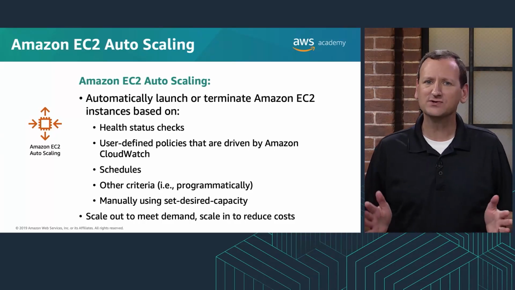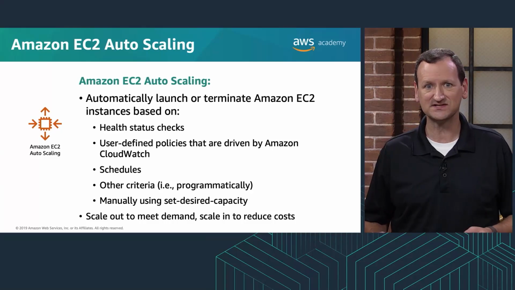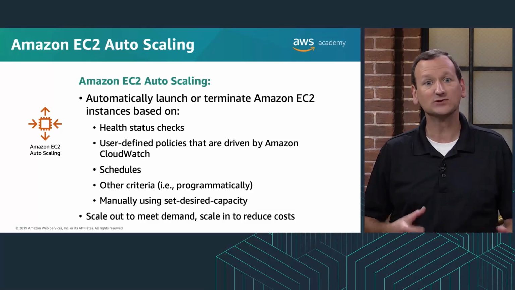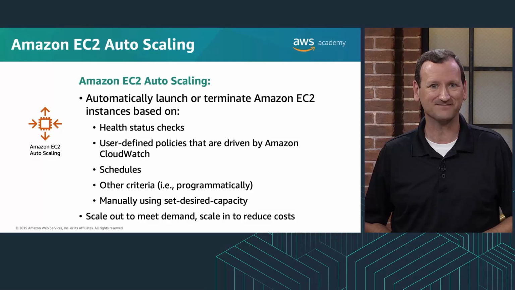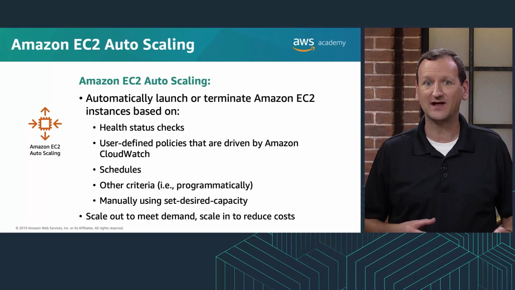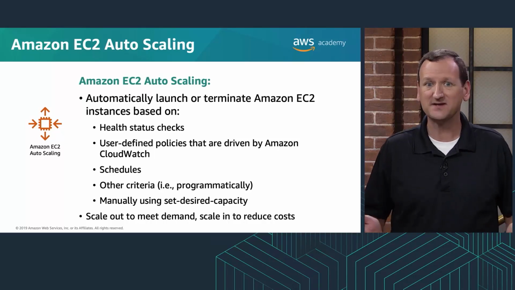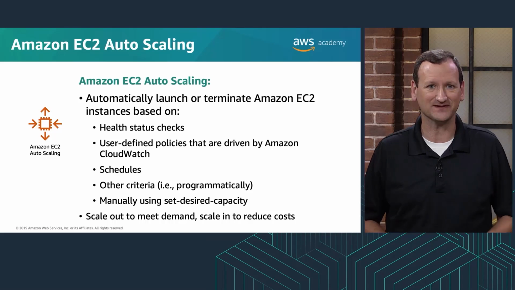For example, you could configure Amazon EC2 Autoscaling to terminate EC2 instances that fail health checks, and then to launch new instances to replace them. And you can create user-defined policies that use Amazon CloudWatch to trigger when to add or remove EC2 instances based on conditions like the average CPU utilization of your EC2 fleet.